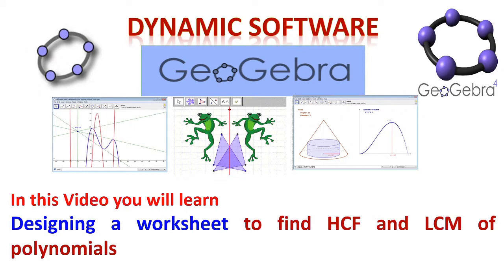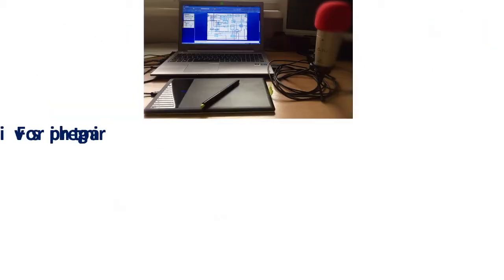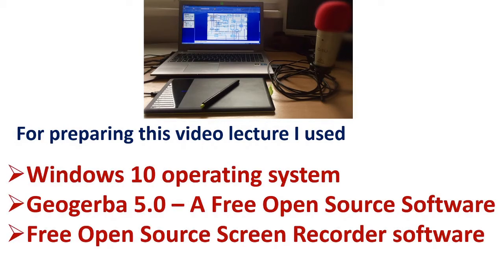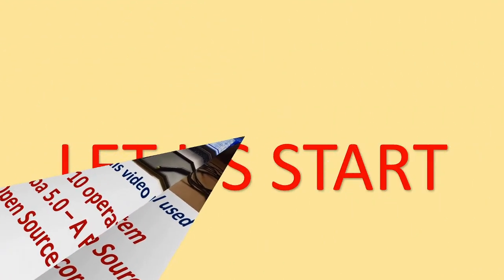In this video, you will learn designing a worksheet to find highest common factor and least common multiple of two or three polynomials given. For preparing this video lecture, I used Windows 10 operating system, a licensed version, GeoGebra 5.0, a free open source software, and free open source screen recorder software.